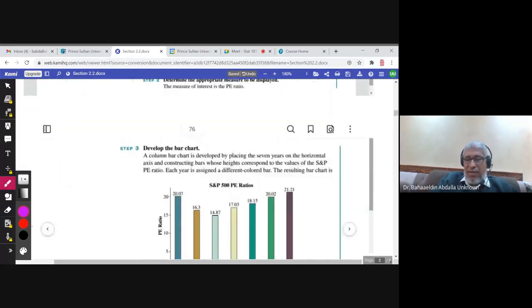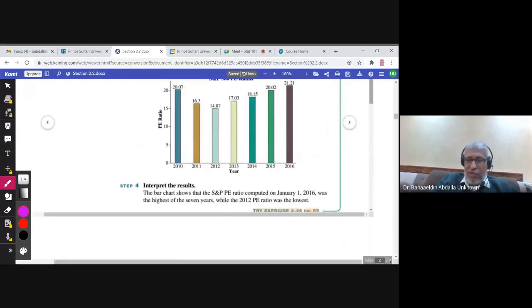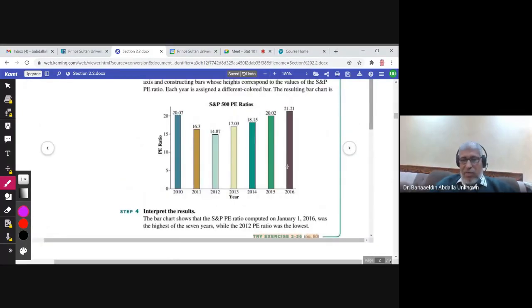You can then talk about it or try to interpret your result. The highest bar represents the highest ratio, which would be in year 2016, okay? And the lowest ratio will appear in year 2012, and so on.